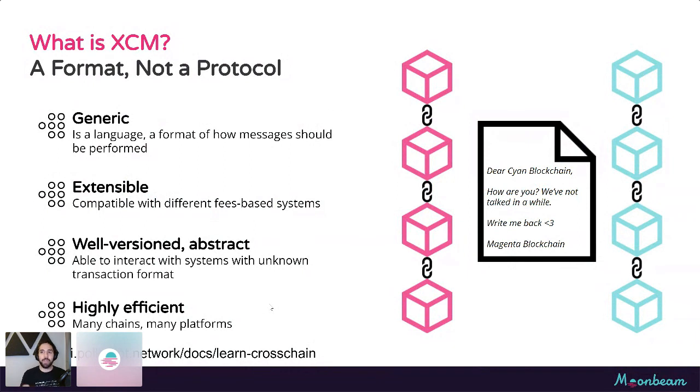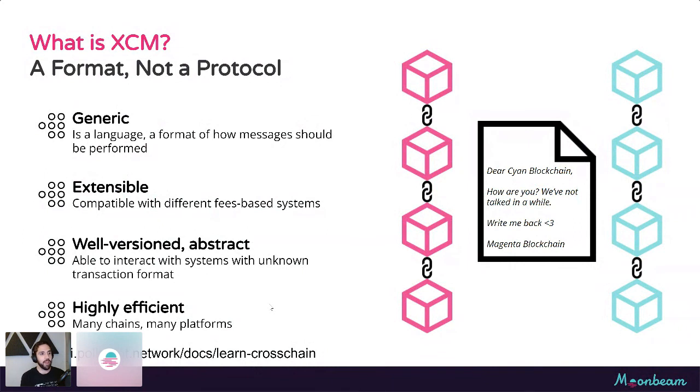And so in emails, we have certain formats. And the idea is that XCM is a format of a message that can be used so that two blockchains can talk with each other, and actually two consensus mechanisms as well. So you will find a lot more information and details in the link at the bottom of this slide. But the idea about XCM is that it's very generic. It's not really too constrained in general. It is compatible with different fee-based systems.